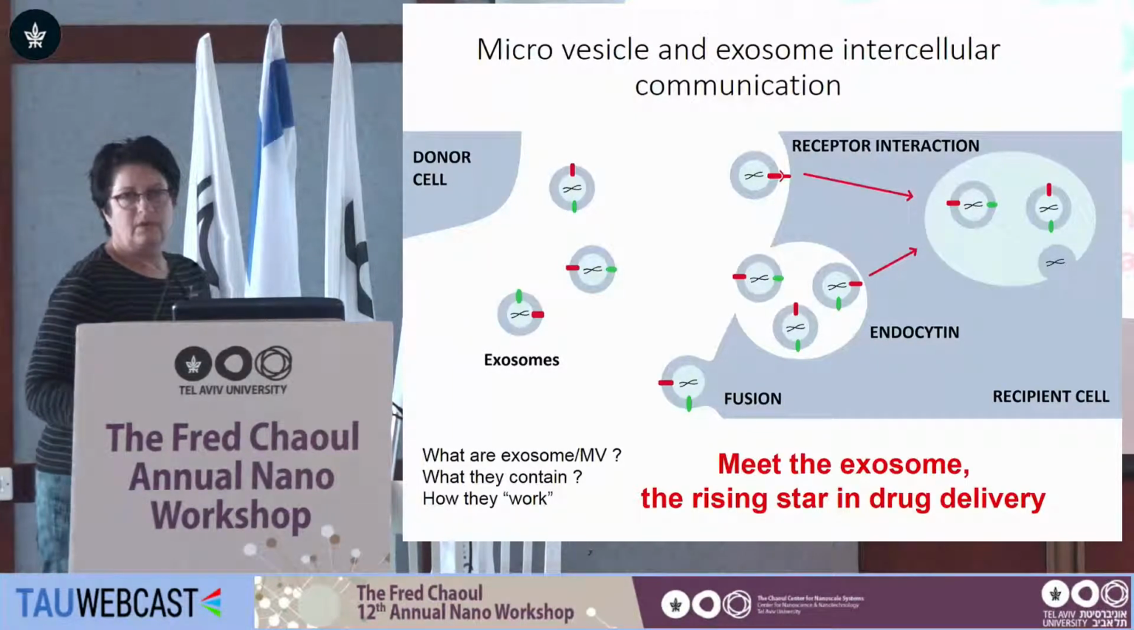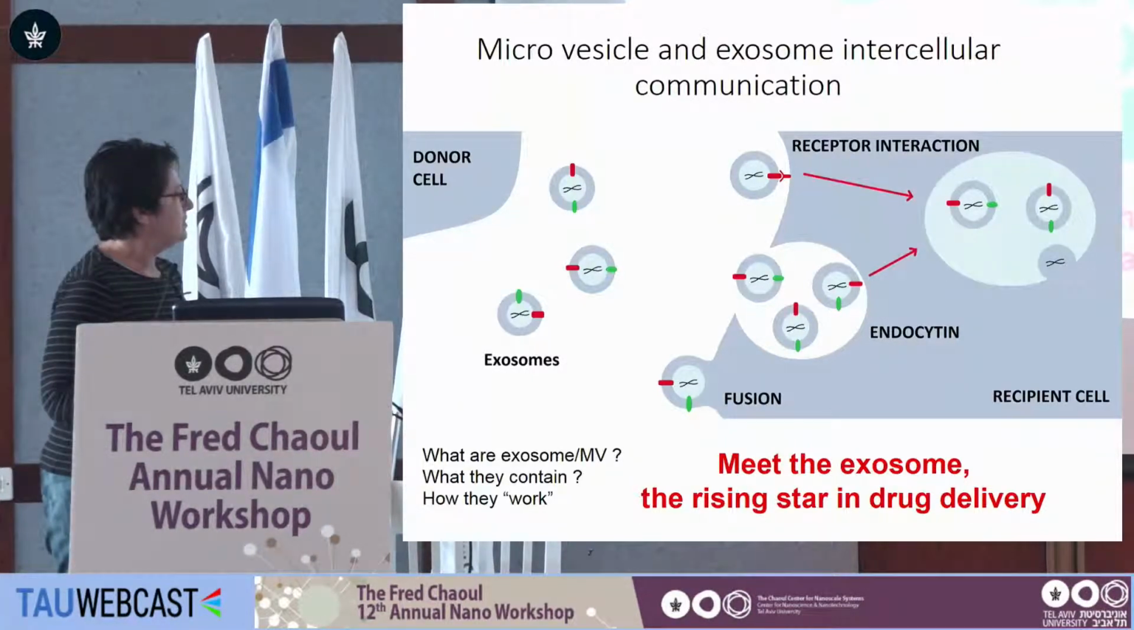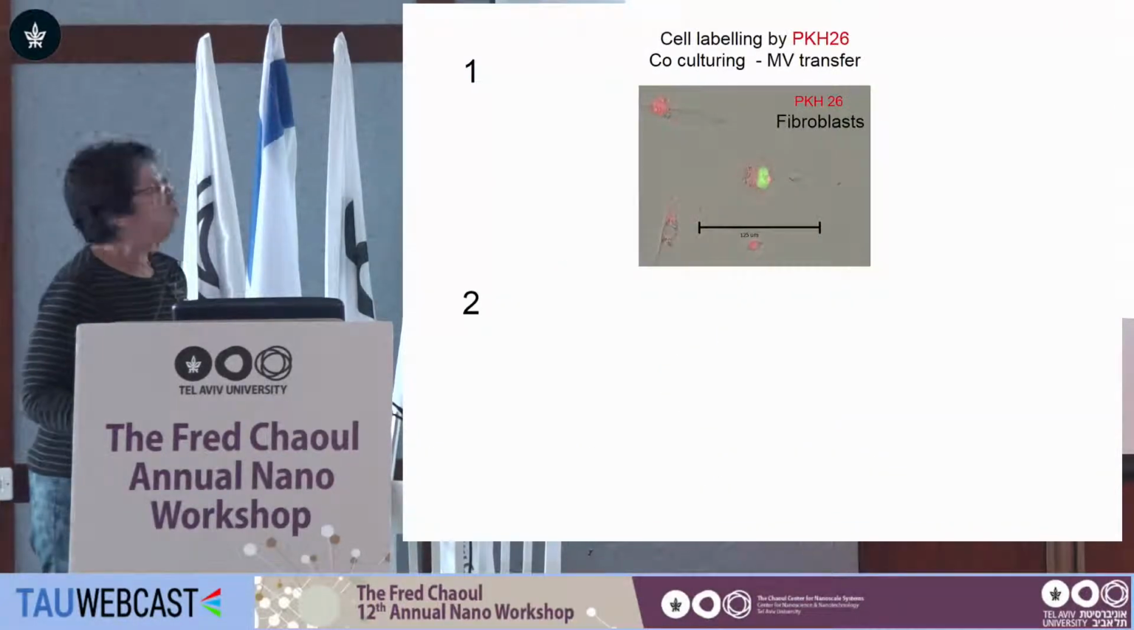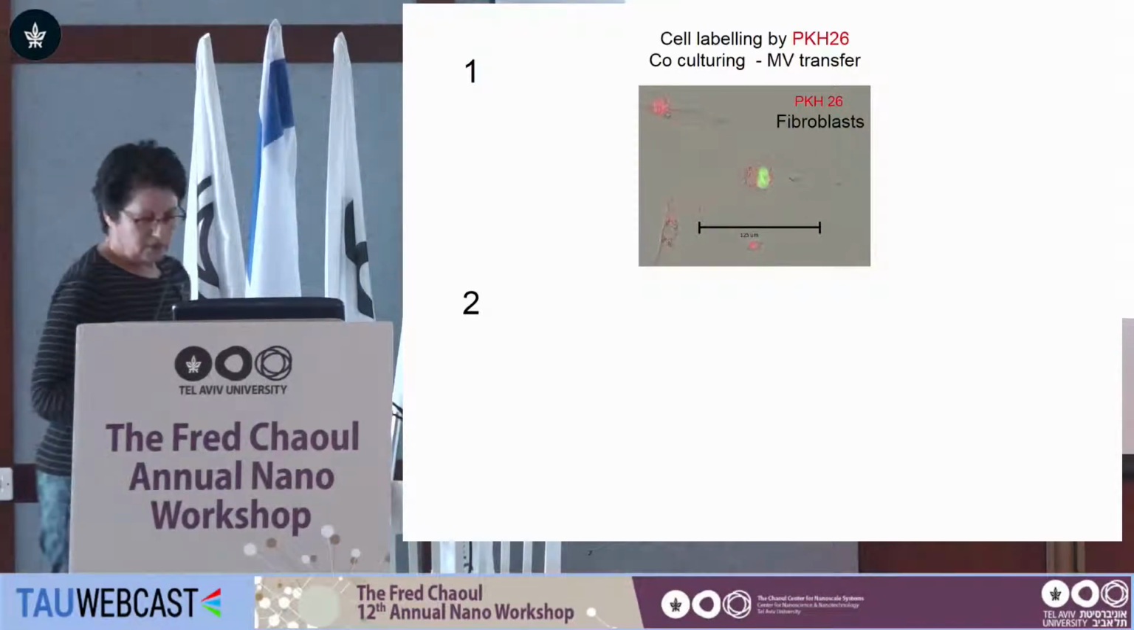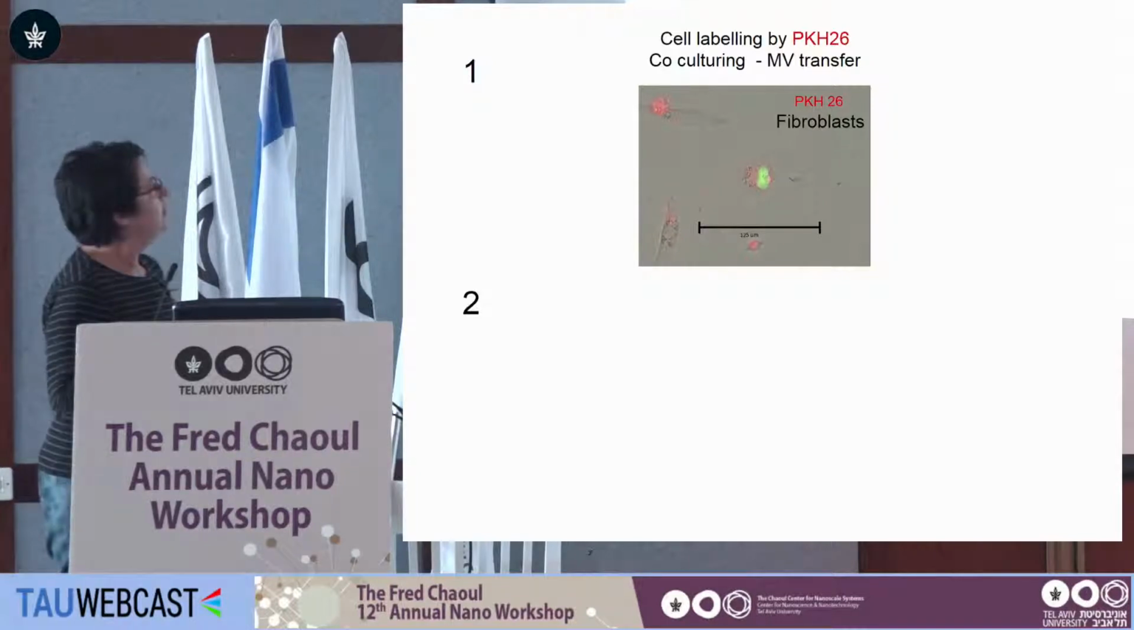So we have to meet the natural nanoparticles at the cell niche in order to understand how the cells are functioning, and this can give us some ideas about potential new drug delivery systems and potential drug therapy. What I'm showing you here is that if we take two kinds of cells, one was labeled with PKH26, meaning that it labels the cell surface, and then co-cultured with another cell, there is a transition of microvesicles between the two kinds of cells.